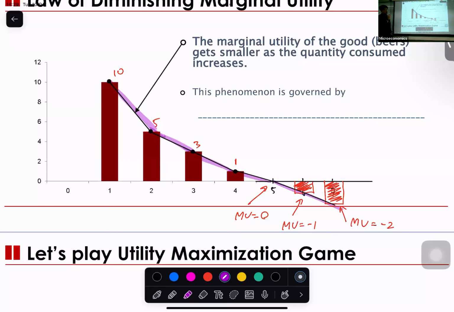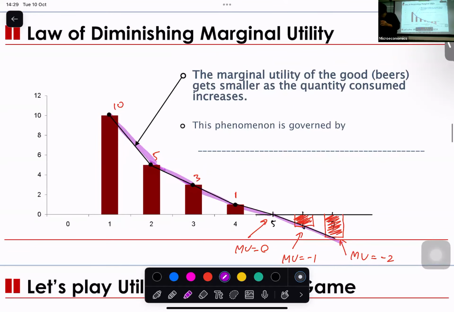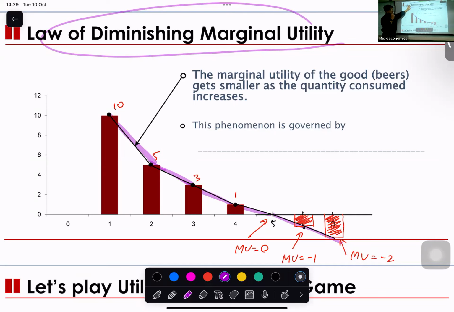Then it becomes this law of diminishing marginal utility. As the consumer keeps consuming the goods, marginal utility from subsequent units gets smaller, smaller, and smaller. Marginal utility can be positive, can be 0, can be negative. Okay. All right.